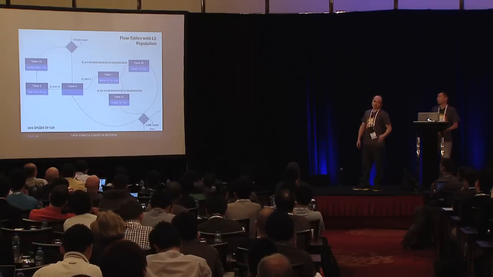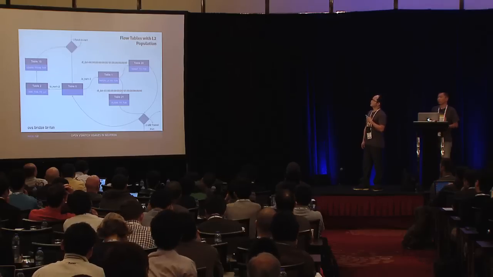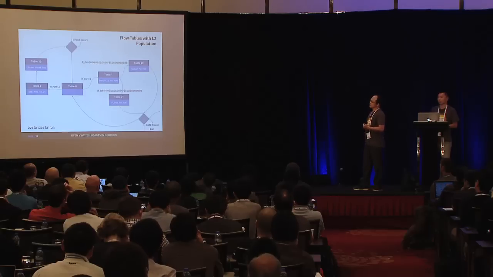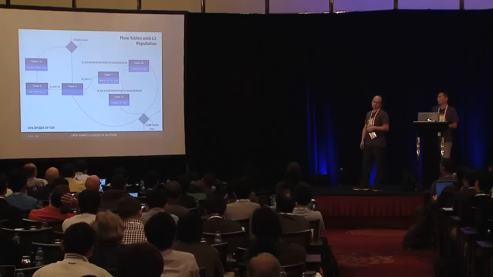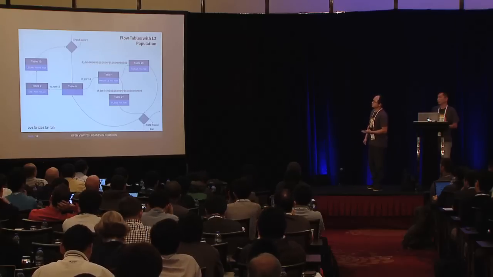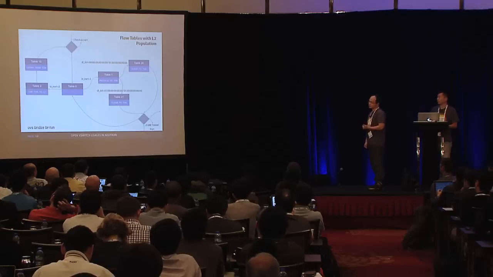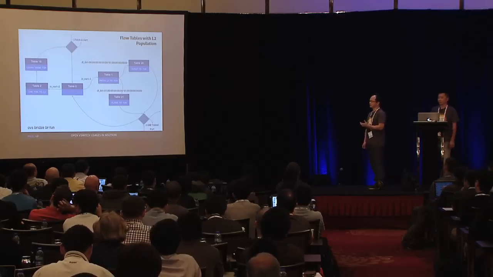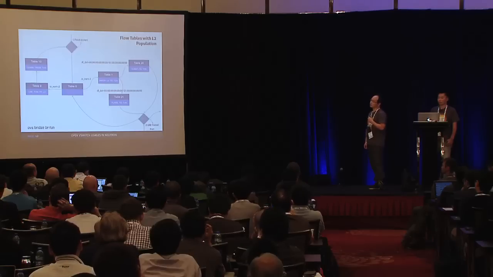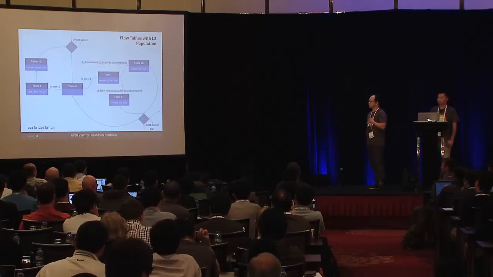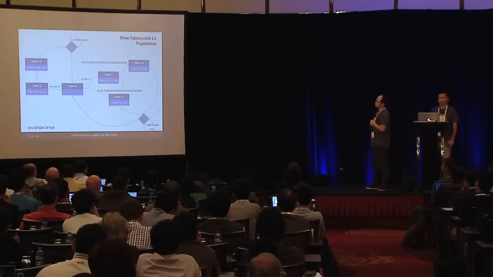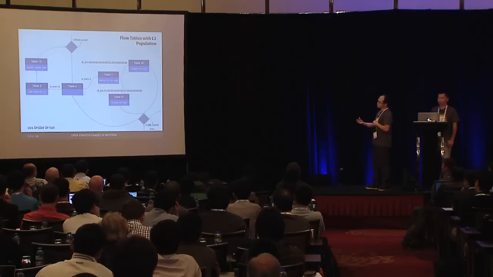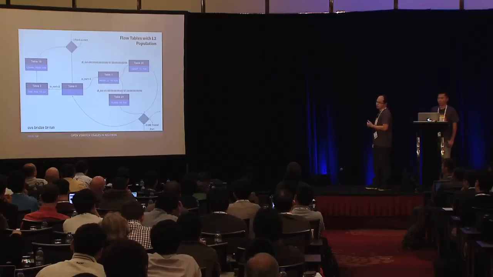In the Havana release, the Neutron team introduced a new mechanism. This is L2 population. L2 population will fill in the forwarding database entries of the OpenvSwitch bridge if it is a tunnel network. So the GRE tunnel will be managed by the OpenvSwitch agent as needed.